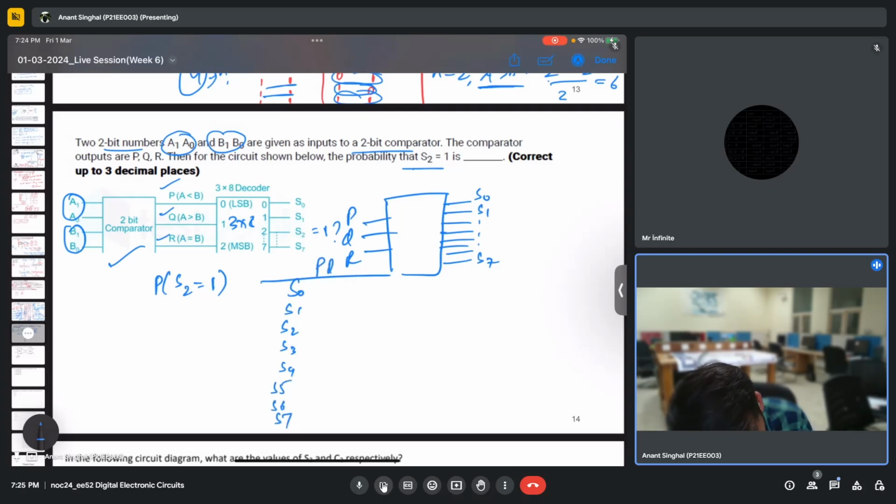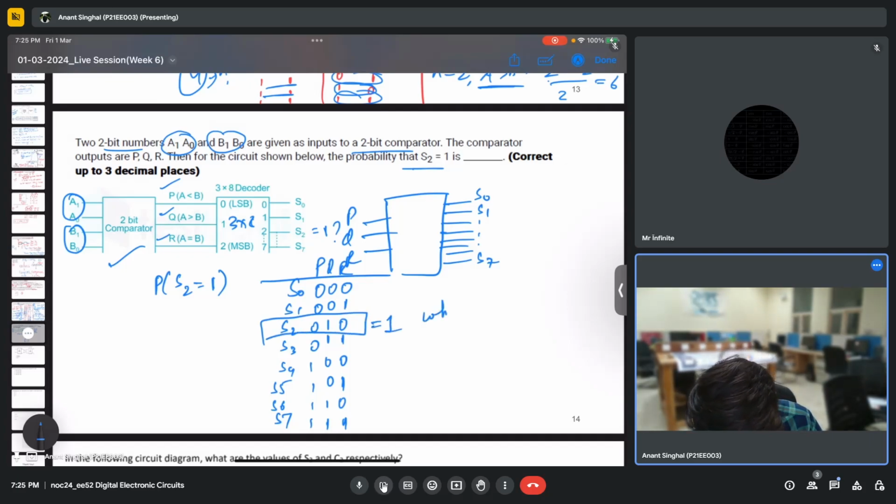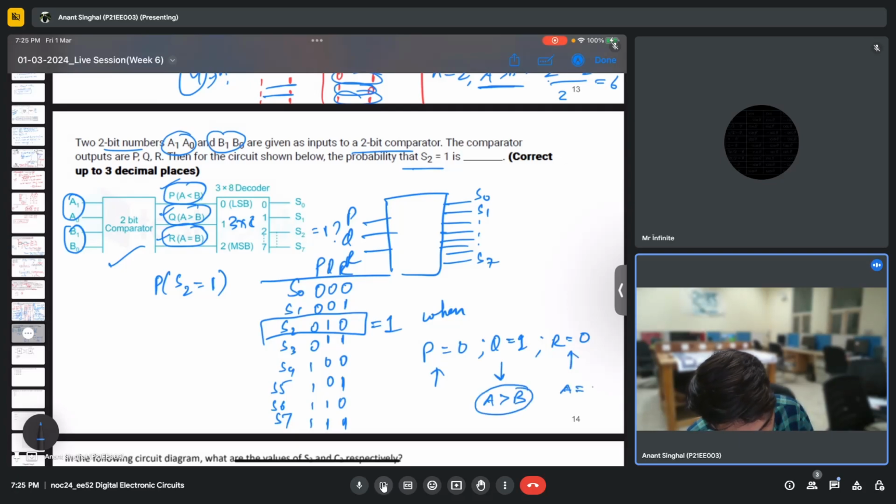So P, Q, R, basically we have 8 combinations of the 3 cross 8 decoder. Now the question says when S2 is 1. So S2 is 1 when P equals 0, Q equals 1, and R equals 0. Here you can clearly see P is 0, that is A less than B. Q is 1, means A is greater than B, and R is 0 when A is equal to B.